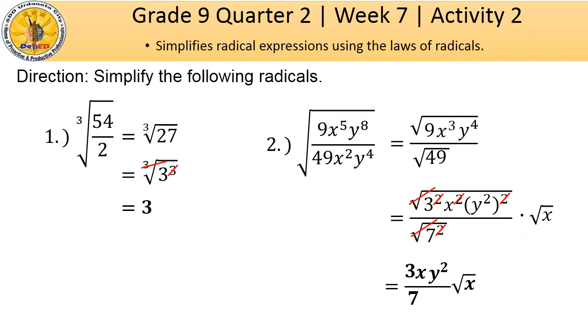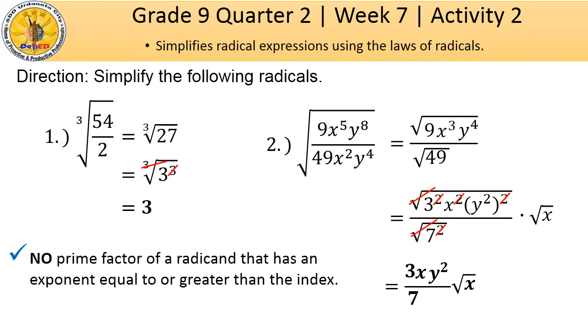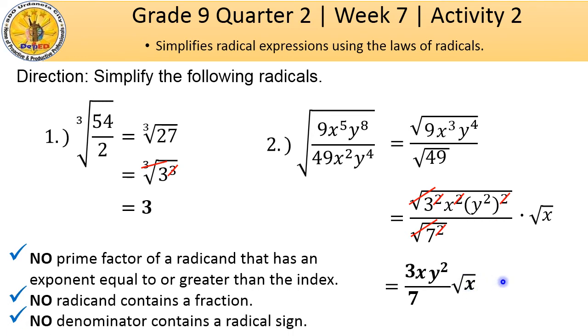over 7. Tandaan ulit natin ang tatlong requirements para masabing simplified na ang isang radical expression. Walang prime factor ng radicand na mas malaki or equal ang exponent sa index. Wala ring fraction sa ating radicand. At lalong walang radical sign sa ating denominator.